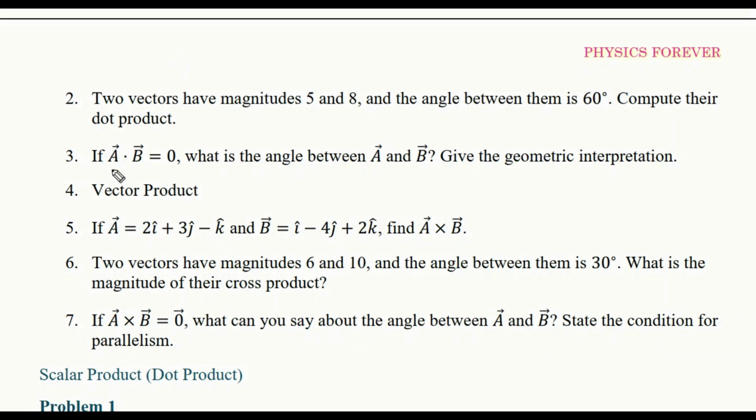So then third problem, same one. If A dot B is equal to 0, then what is the angle between A and B? Then give the geometric interpretation.